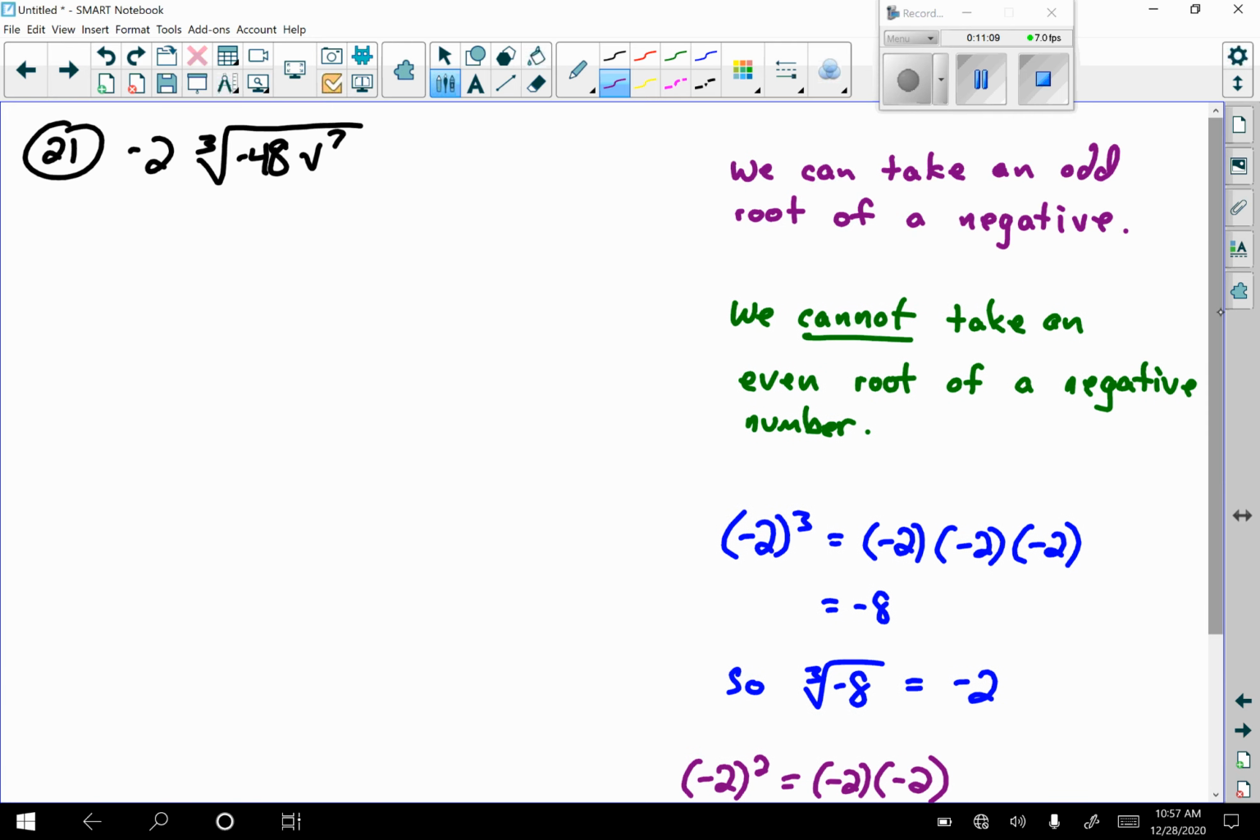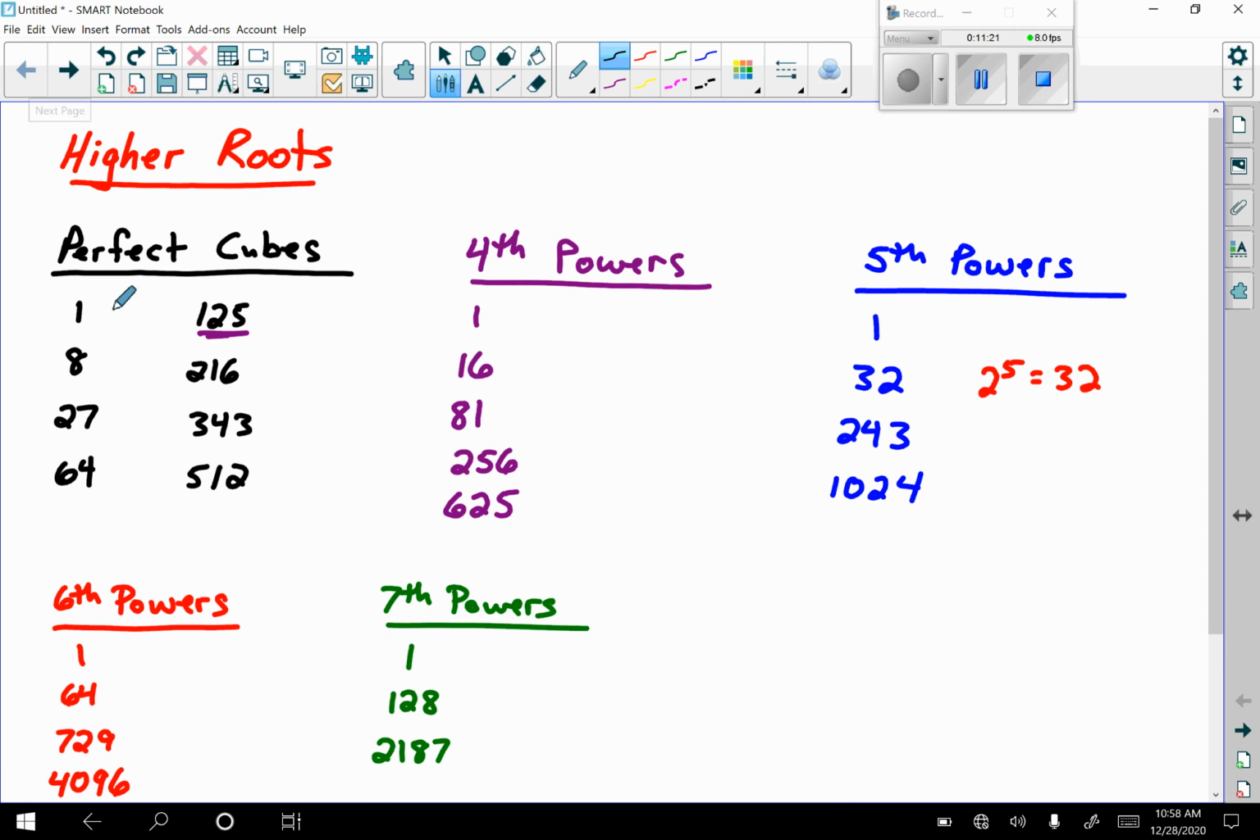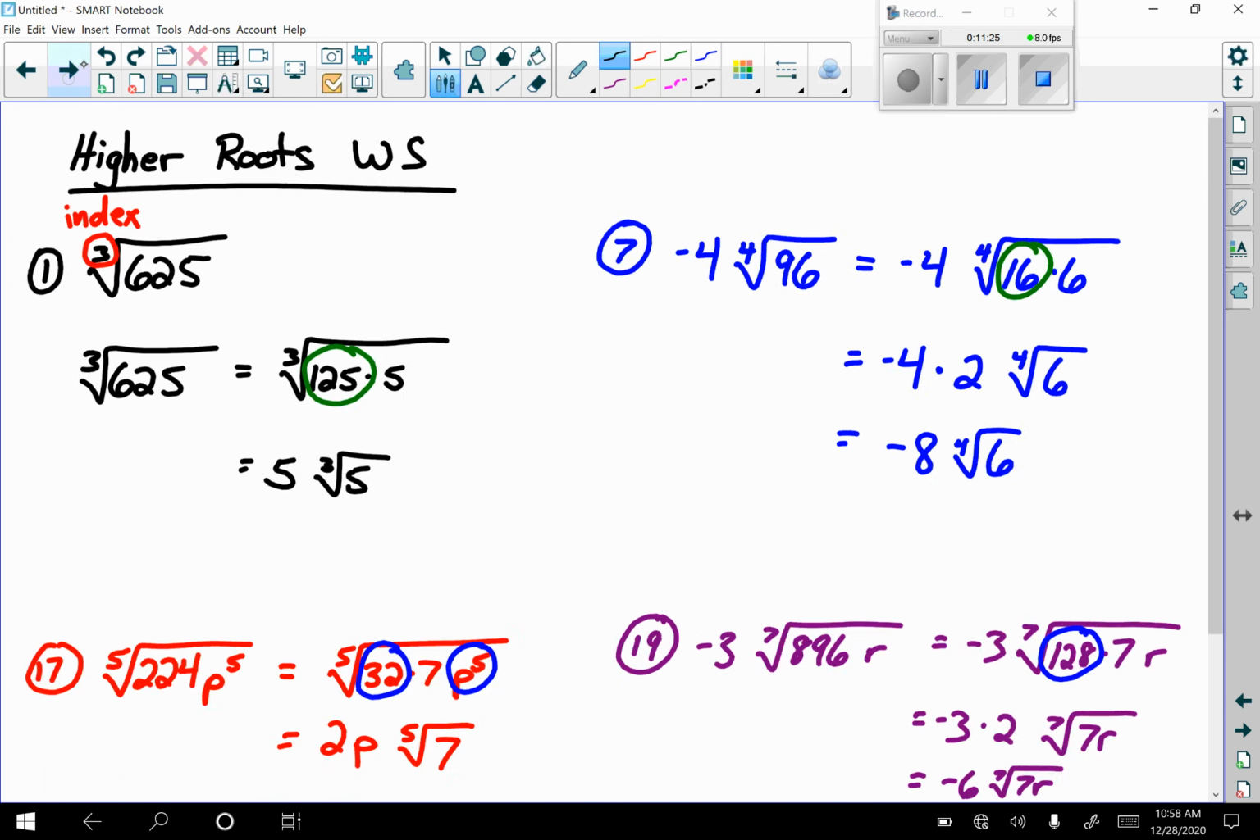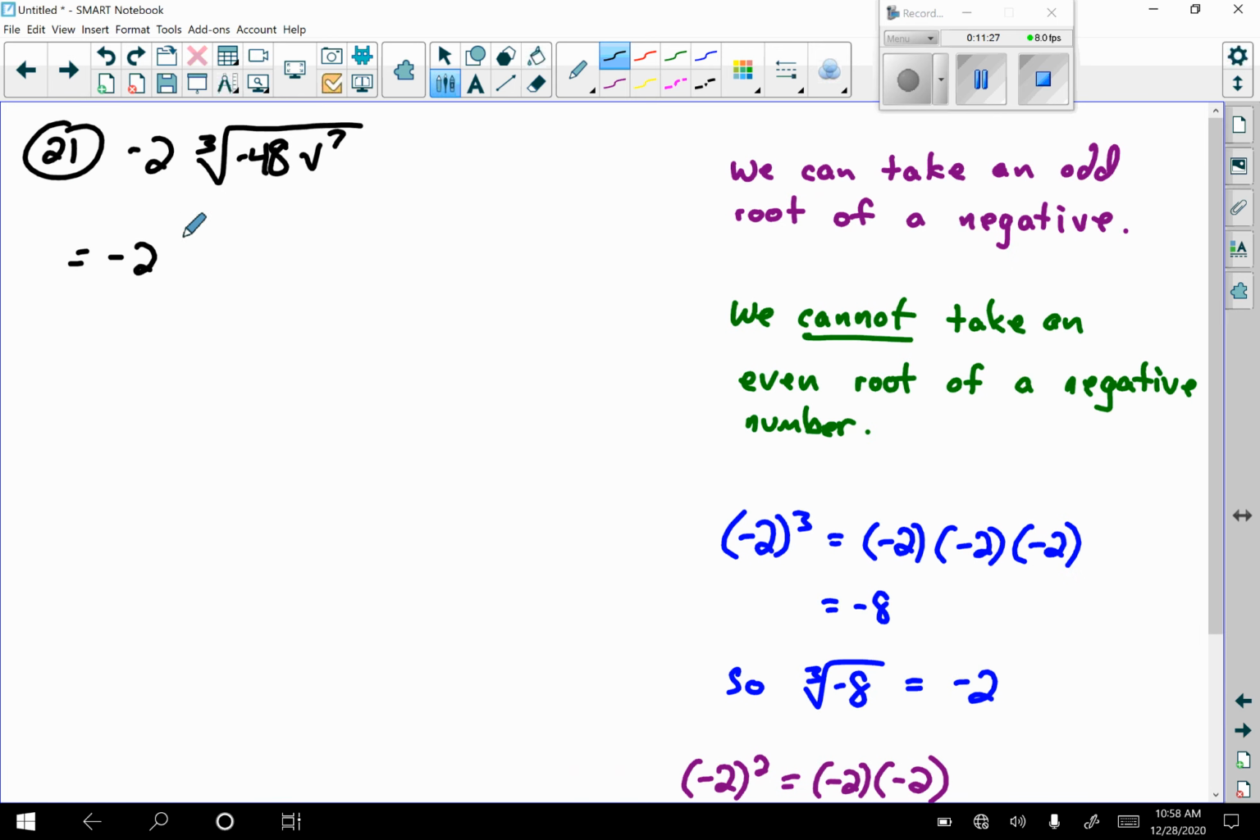Now I'd like to get all the negatives out, so I don't want to leave any negative values underneath the radical. So what we're going to look at here is negative 2. We're going back to our list of perfect cubes. So right here, I'm just looking at this list, 8 goes into 48. So the way I want to write this is negative 2 times the cubed root. Since the 8 is the perfect cube, I'm going to put the negative with that. So it's negative 8 times 6.